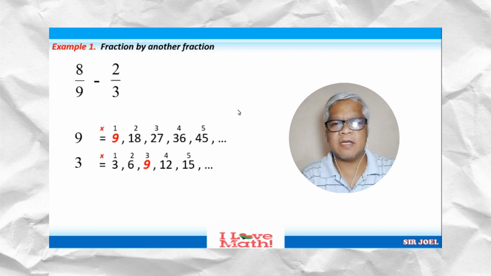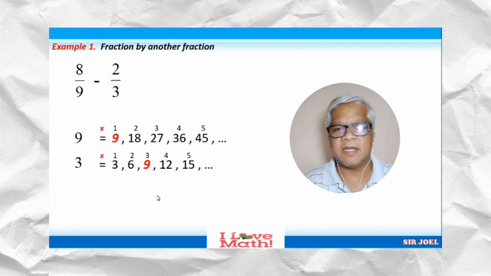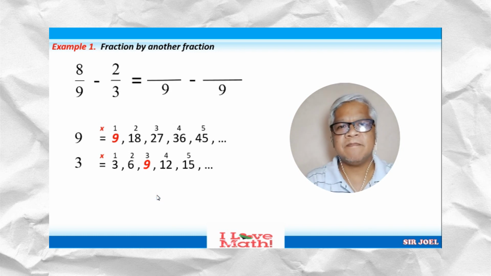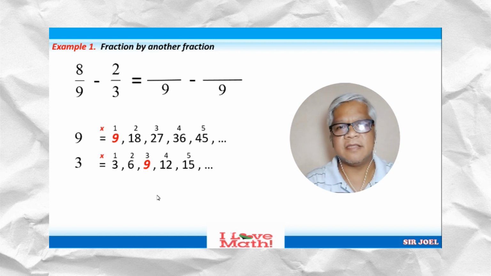Now, look at the common multiples of 9 and 3. If you notice, in our screen, the common multiple of 9 and 3, the least one is 9. Now, since 9 is the common multiple, yun ang gagamitin nating common denominator. So, 9. Then, with our common denominator, i-divide natin ito dun sa original given denominators 9 and 3.